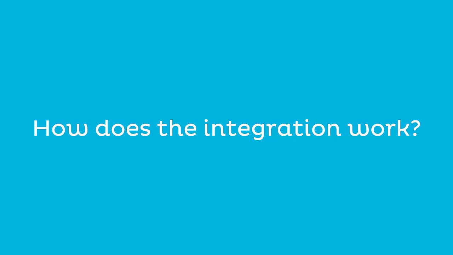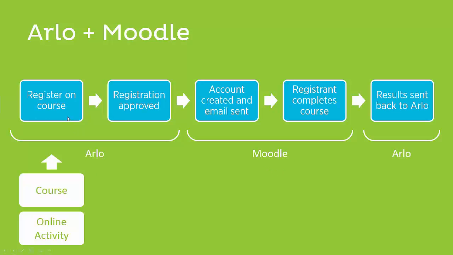Okay, so how does the integration work? You know, I've talked about the full solution, but how do all the components of it fit together? Here's just a basic flow of it. So where you've got a solution that involves Arlo and Moodle, what will happen is a person will register for that course online. Arlo will then approve the registration, whatever that criteria might be. They have to pay for it or whatever it might be. But once it's approved, an account in Moodle will be created, if it doesn't already exist, for that individual. And they'll be sent an email to access that e-learning object.